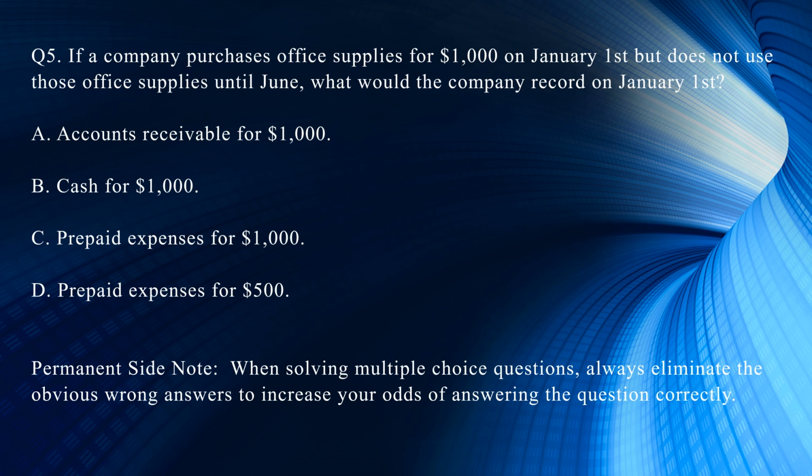Question 5. If a company purchases office supplies for $1,000 on January 1st, but does not use those office supplies until June, what would the company record on January 1st? Accounts receivable for $1,000, A. B, cash for $1,000, C, prepaid expenses for $1,000, or D, prepaid expenses for $500.